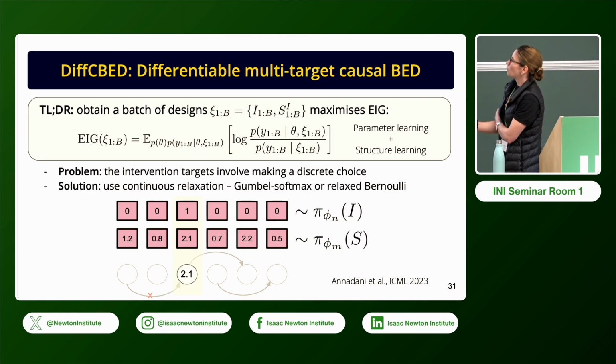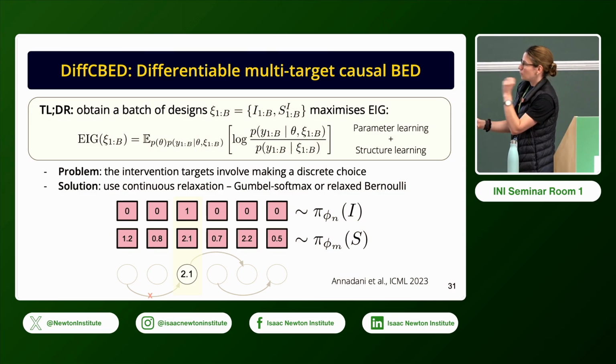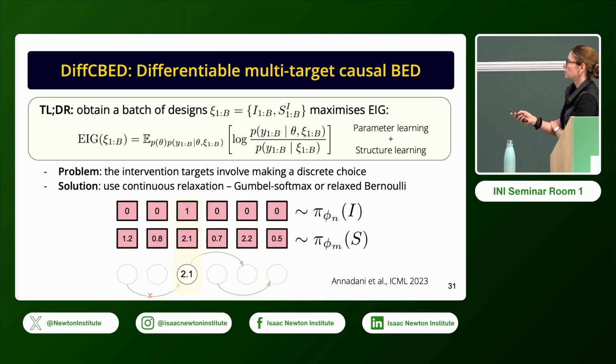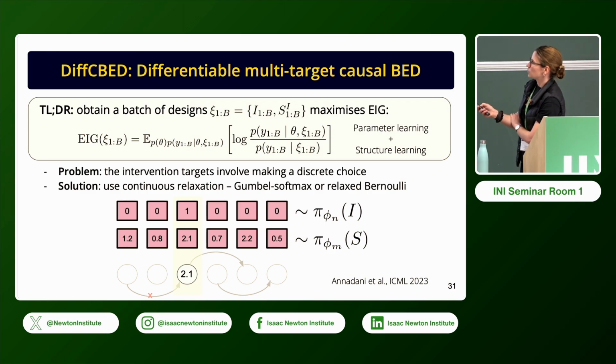And of those nodes that we're intervening on, the policy will also give us the value with which to intervene. Okay, this is kind of the high level description of what this allows us to do.